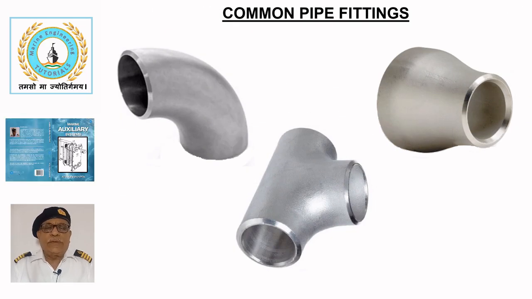Common pipe fittings. This sketch shows commonly used fittings in ships' piping systems. Elbow. An elbow is used to change the direction of pipe, especially in confined spaces such as the engine room. Common angles are 45 degree or 90 degree, with either a short or long radius to reduce stress caused by abrupt changes in direction.